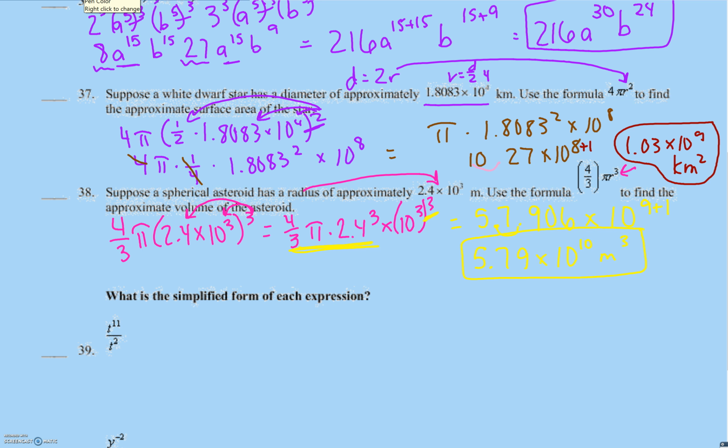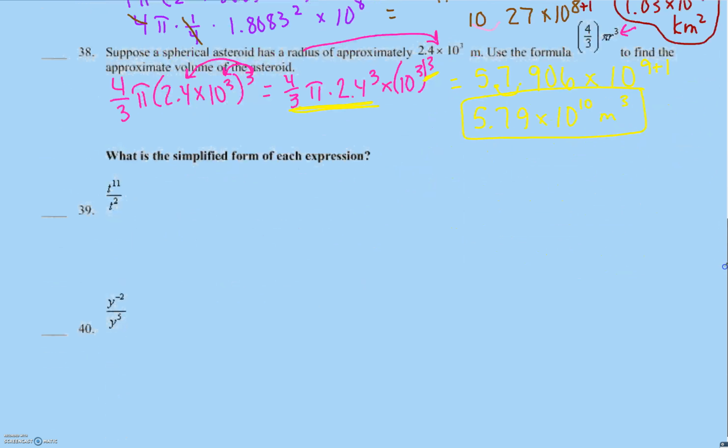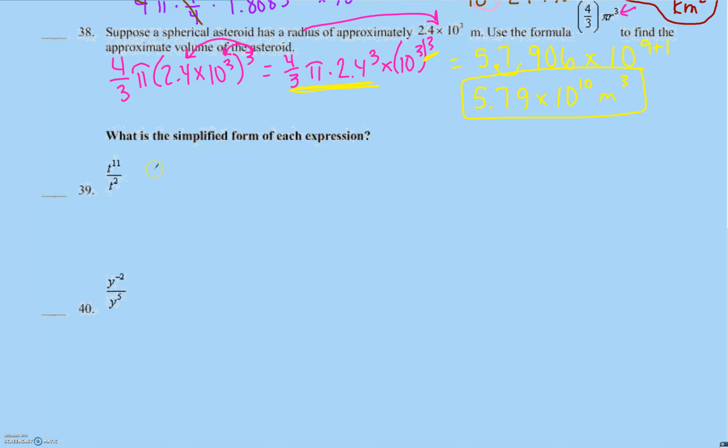Okay, in number 39, we're starting to divide powers with the same base. And when we divide powers with the same base, we subtract our exponents. 11 minus 2 gives me t to the 9th power. Let me just rewrite that. T to the 9. 11 minus 2 is 9. T to the 9th power.